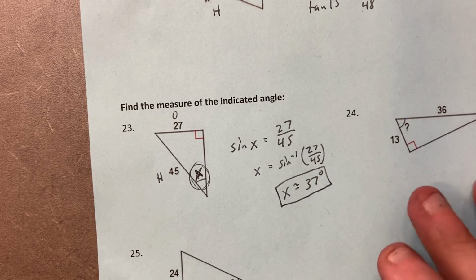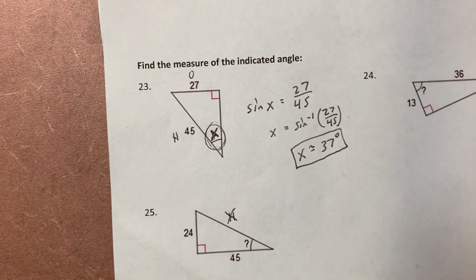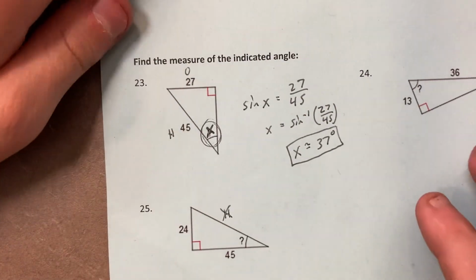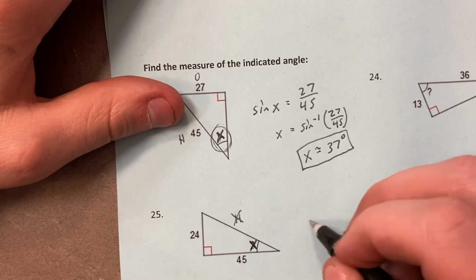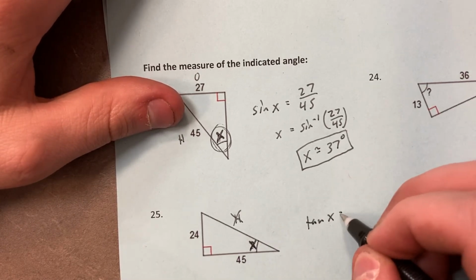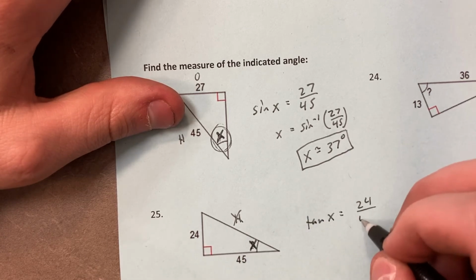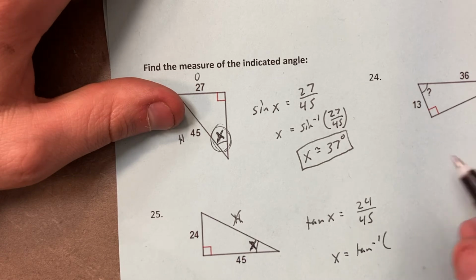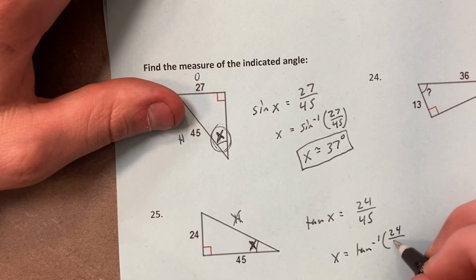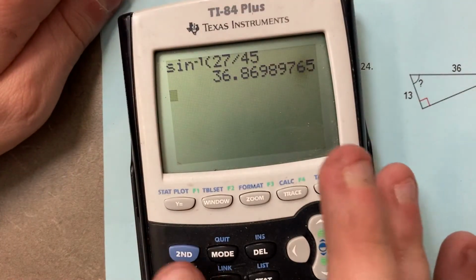That's a good one. All right, next one. I do not have the hypotenuse. So that's a TOA question. TOA, opposite adjacent. Here's my x. The tangent of x equals opposite over adjacent. So that means that x is the inverse tangent. To move it over to the other side, you have to do the inverse tangent.